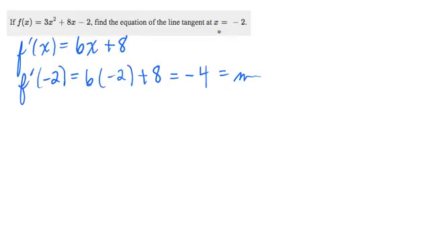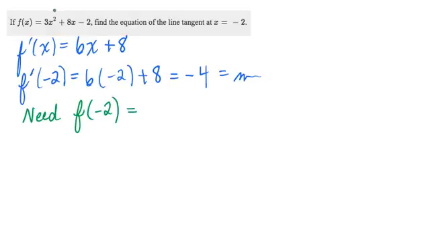And I know that the line is going to touch this graph where x is negative 2. But in order to find the equation of the tangent line, we also need the y value at negative 2. So we need f of negative 2 as well.